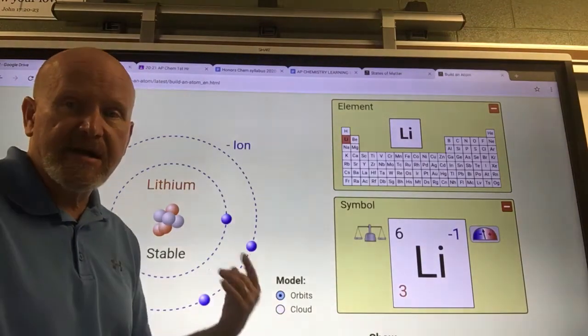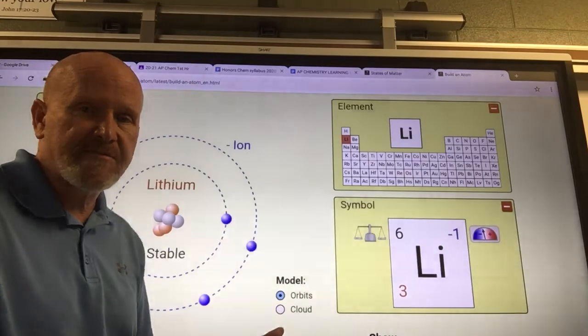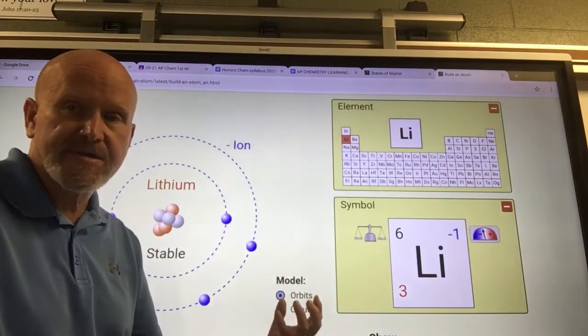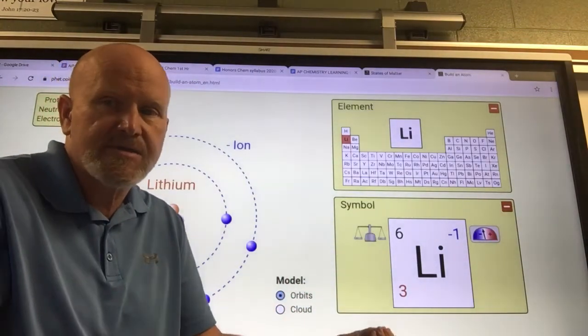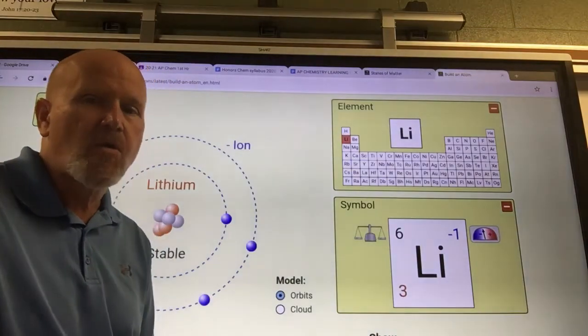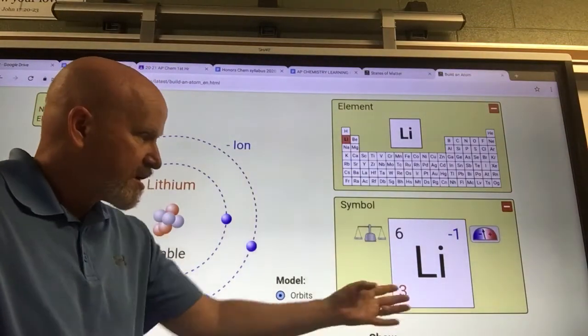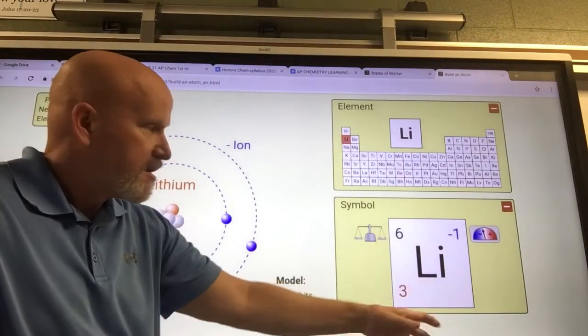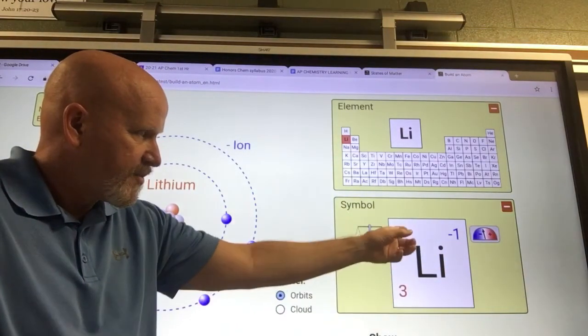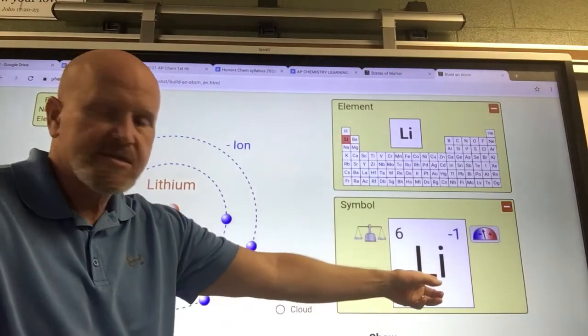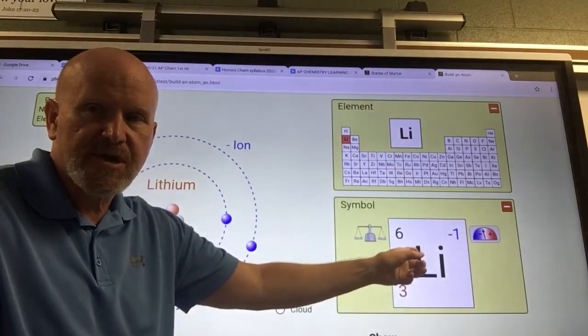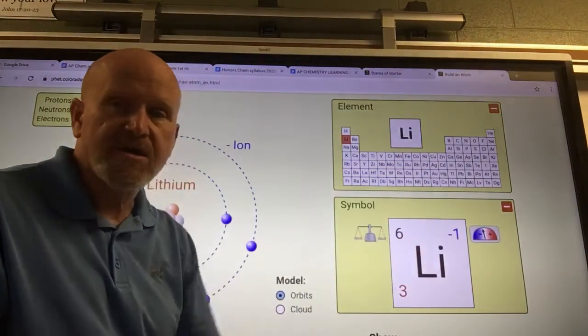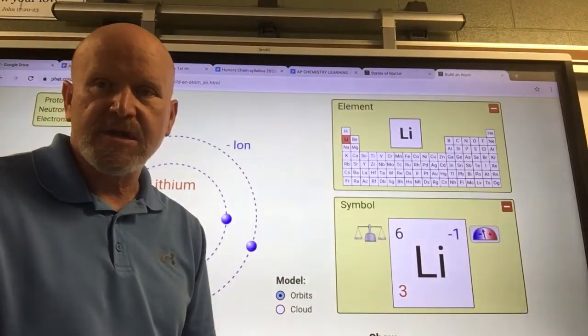Now, come to find out, that lithium is going to have a really hard time hanging on to that extra electron, so it won't probably hang on to it very long. We'd say it has a really low affinity for electrons. So this is the way we represent the different isotopes for this stuff right here. From the mass number, you can tell how many protons and neutrons there are, and then from the charge, you can tell how many electrons it has.